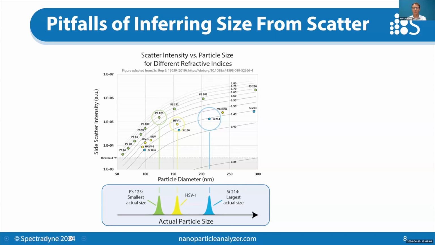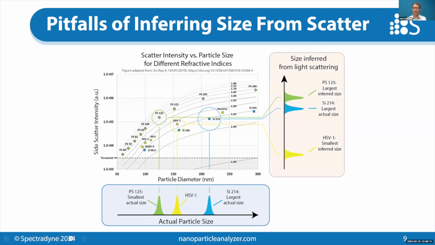200 nanometer diameter. But if we try and infer the size of this distribution using light scattering alone, we get a different distribution. Because the index of refraction of the polystyrene is so much higher than the silica, it actually comes out as a larger inferred size than the silica. The silica is almost twice as big. And then the HSV comes out at the smallest inferred particle size because it scatters the least light, so its scattering intensity is the weakest.